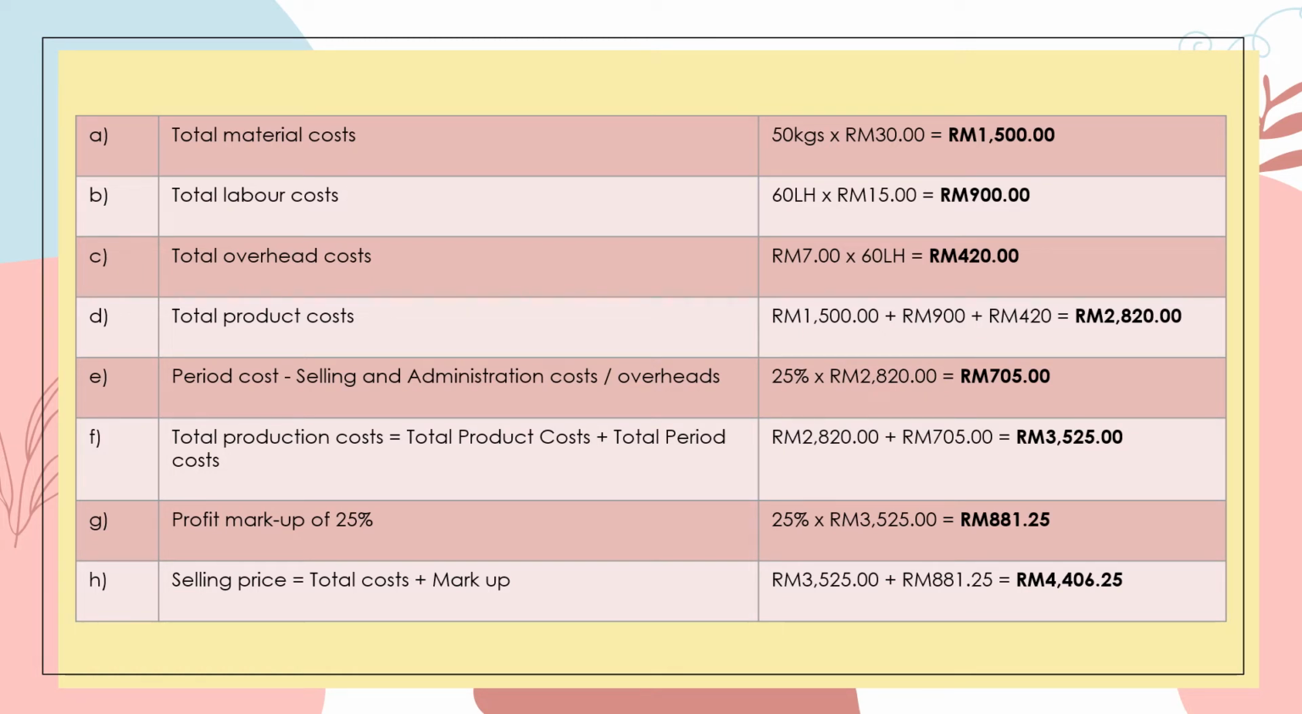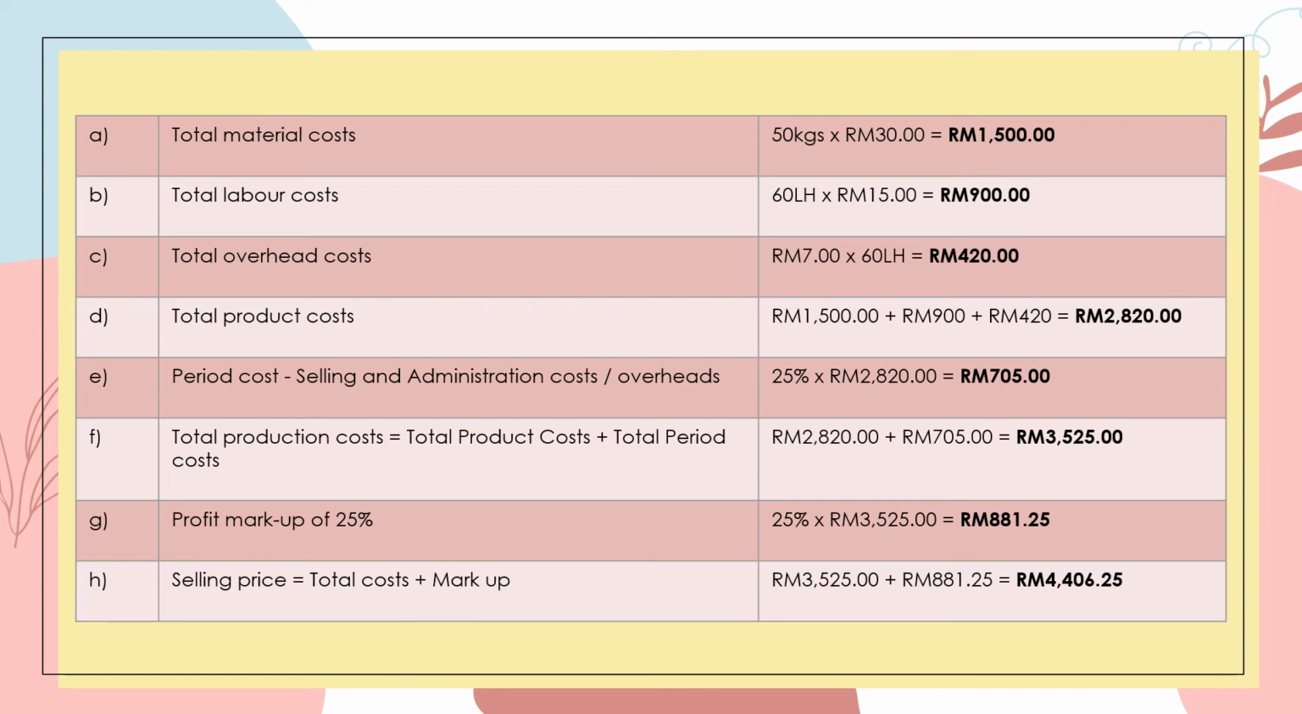G. Profit markup of 25%. 25% profit markup is charged on the total cost after adding the selling and administration overheads. 25% times the total production cost RM3525 equals RM881.25.